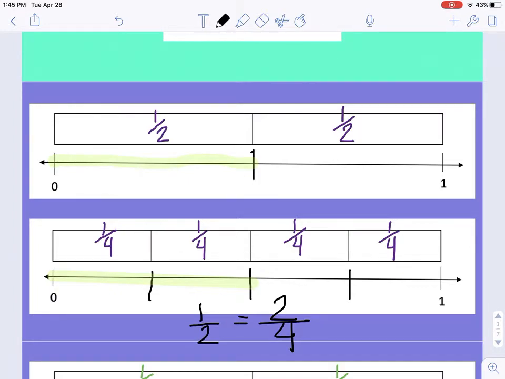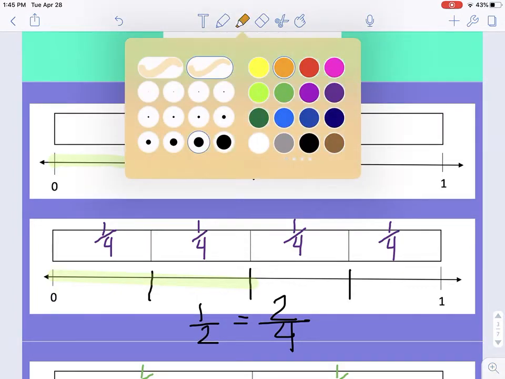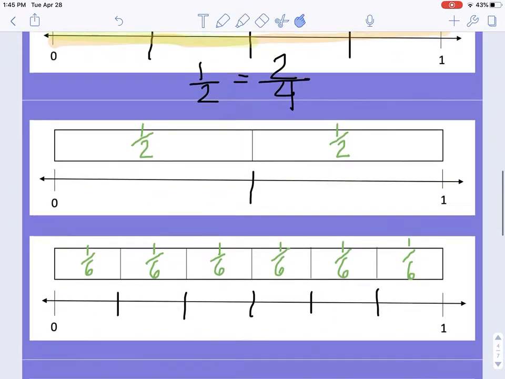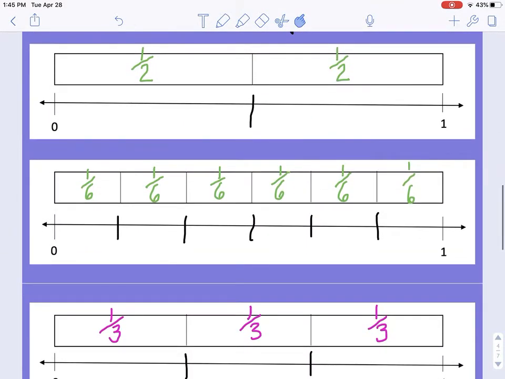I could also say, let's change my color here, that 2/2 is equivalent to 4/4. So they take up the same space on the number line. Okay, let's look at this next one.